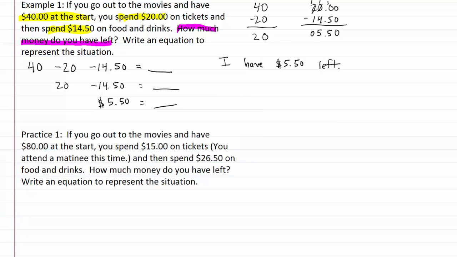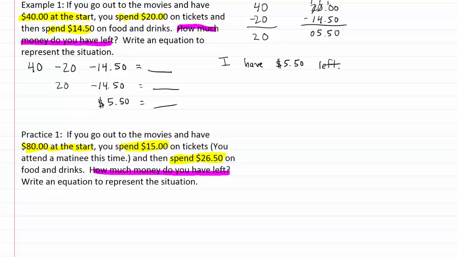Alright. Now I'm going to read through the problem and then try to highlight the important information. If you go out to the movies and have $80 at the start, you spend $15 on tickets, this time you go to a matinee, then you spend $26.50 on food and drinks. How much money do you have left? Write an equation to represent the situation. So I'm going to highlight $80 at the start. We spend $15, and then we spend $26.50. Now we want to know, how much do you have left?